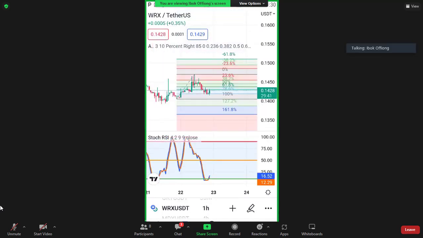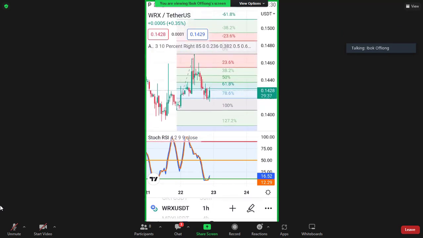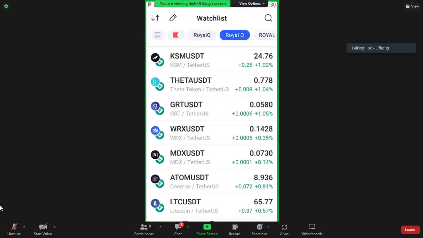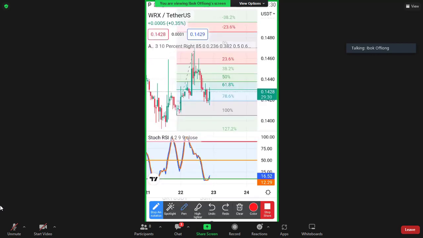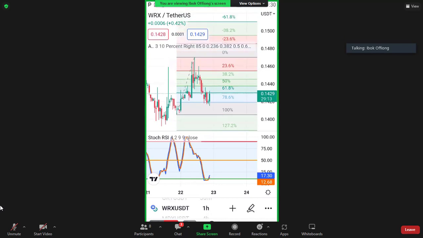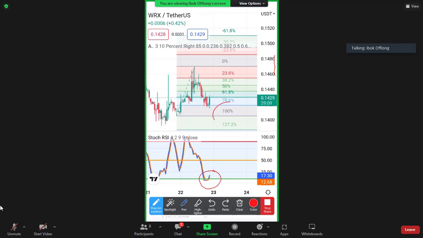Okay, see, this is a good example. This is WRX USDT. Now, the stochastic is pointing up, that's the first condition. The second one is, where is the candle? Where is the 100% area located? Is it at the bottom or at the top? You can see it's at the bottom. Uptrend, and 0 is at the top. You can see this is an uptrend.